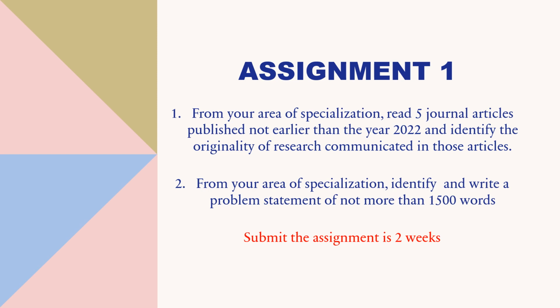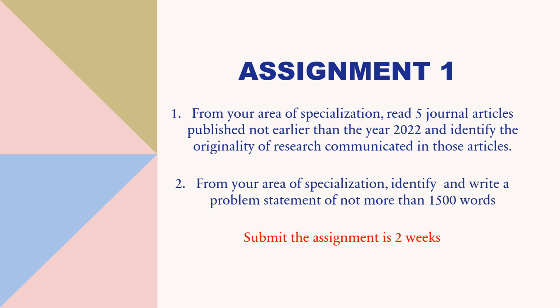But for now, it is important that before we go into that topic, our third topic on literature review, we undertake this assignment. So this assignment has two parts. Part 1 requires you, from your area of specialization. Remember, we have talked about area of specialization, and I hope by now you know your area of specialization. You need to identify and read 5 journal articles published not earlier than the year 2022, and identify the originality of research communicated in those articles.